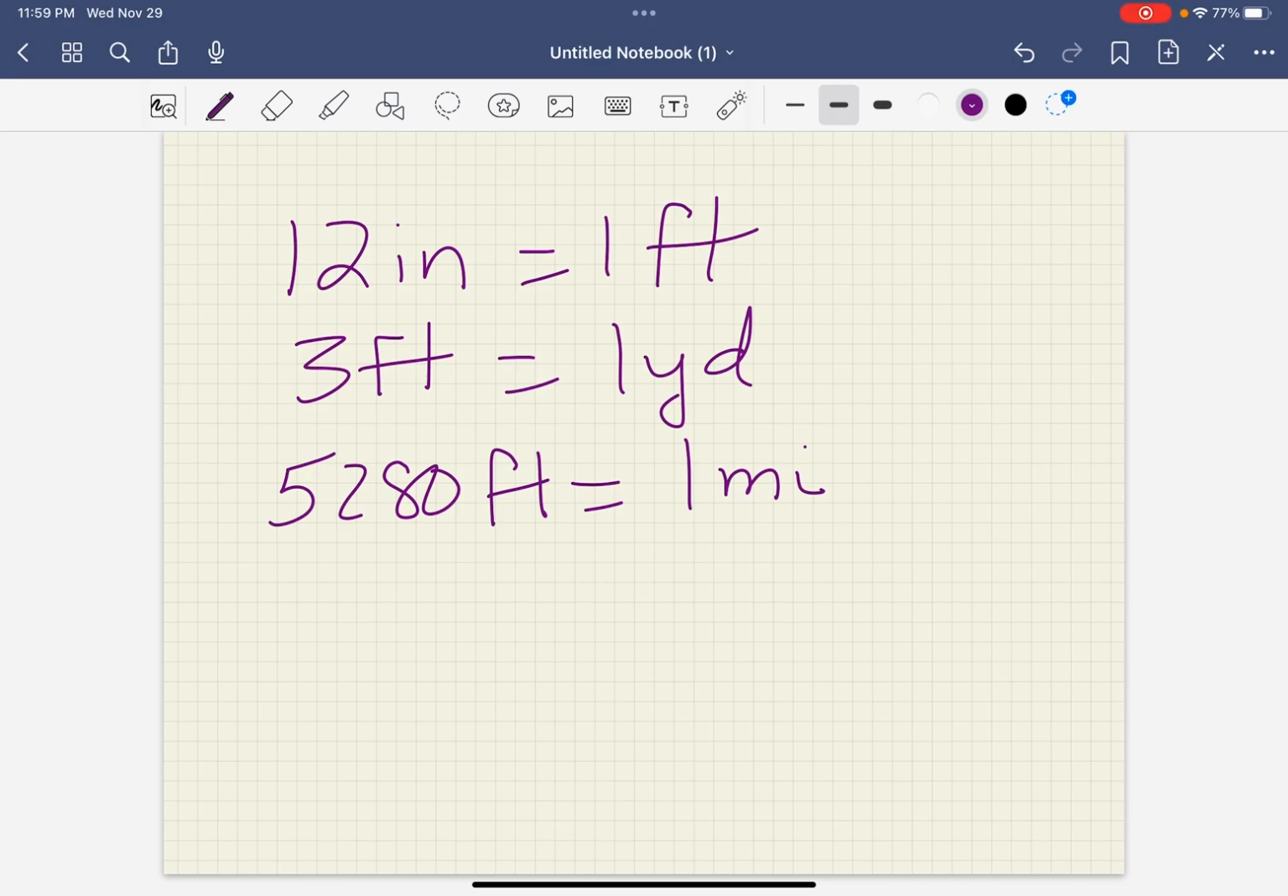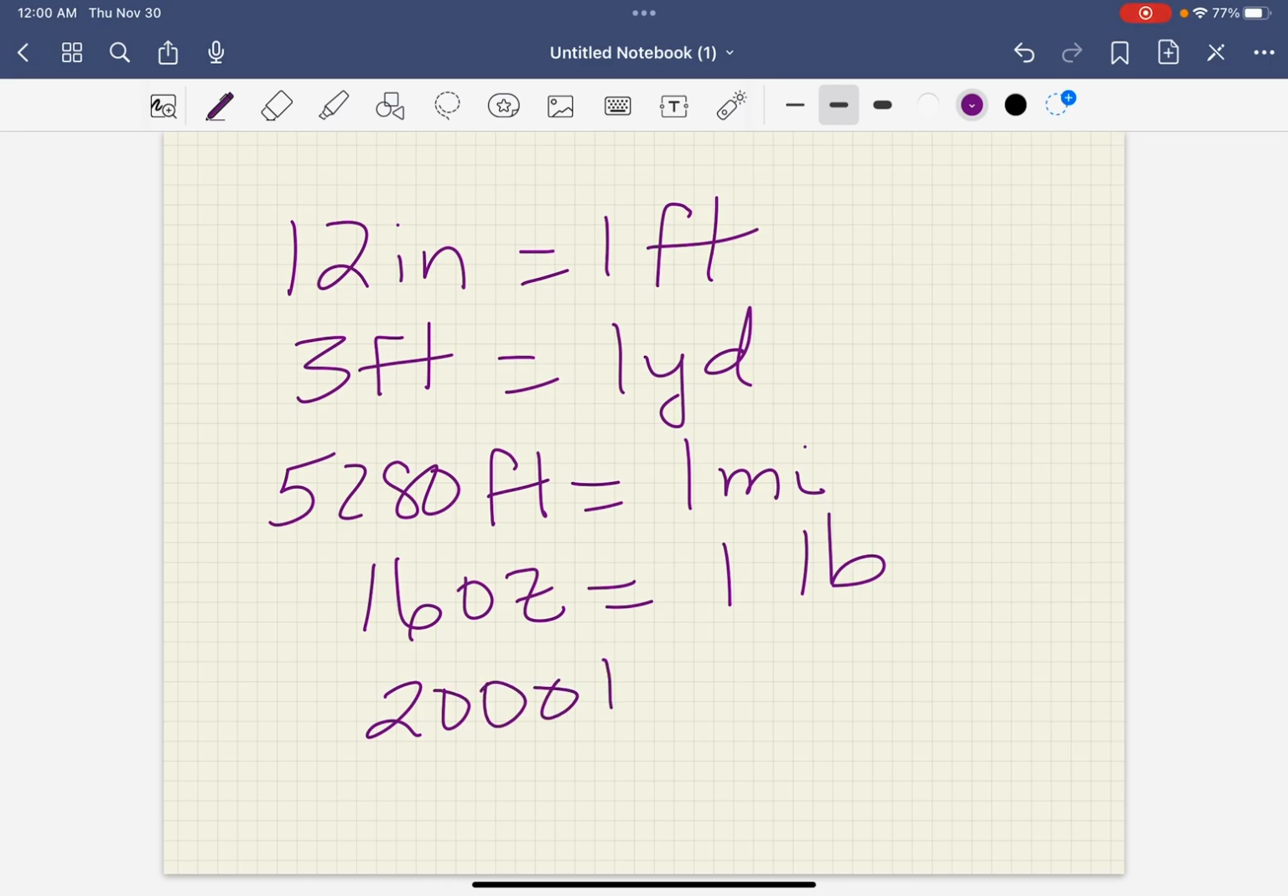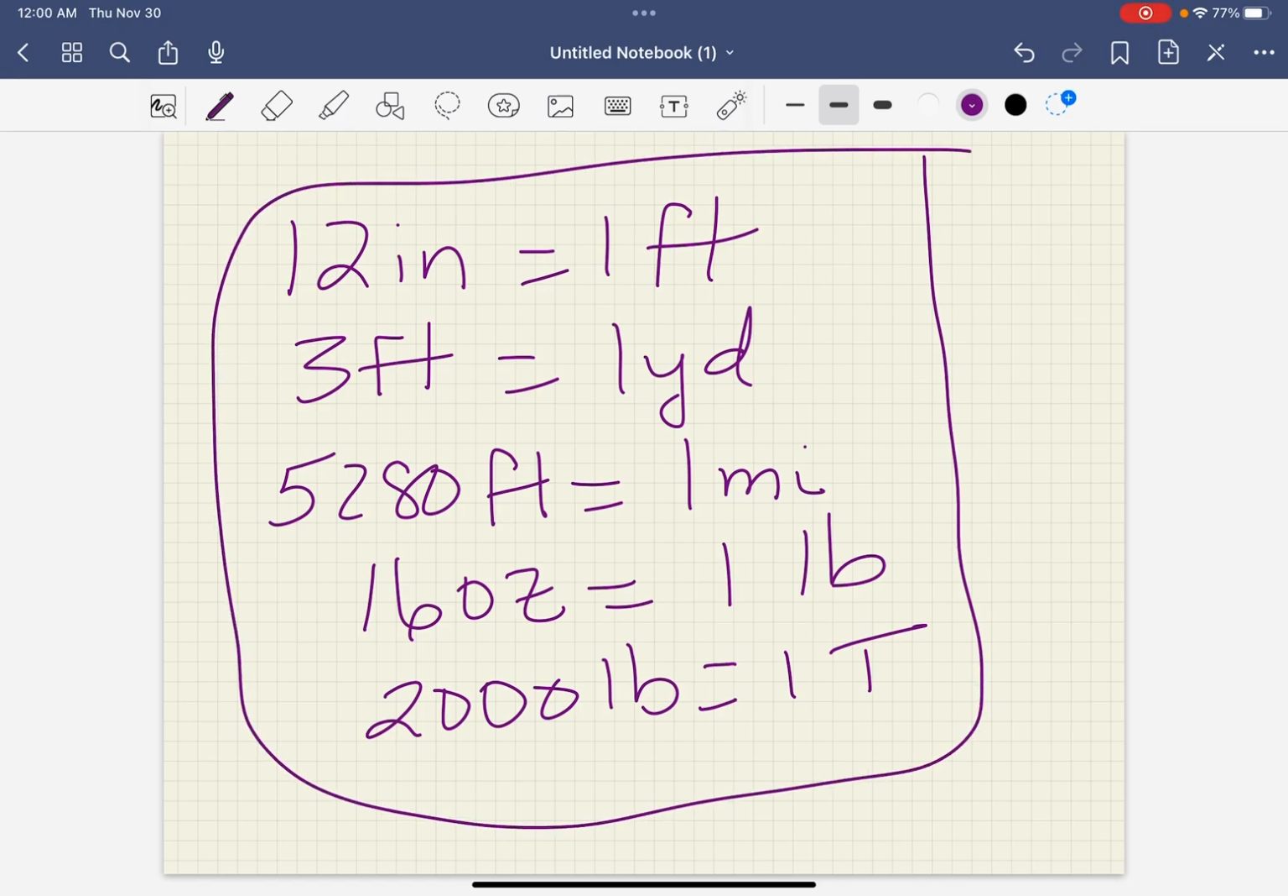And then on the next page, there are 16 ounces in 1 pound. And there are 2,000 pounds in 1 ton. All right, so all of these you're going to have to use over and over and over again. And we'll add to them in future lessons, but you need to have those memorized, okay?